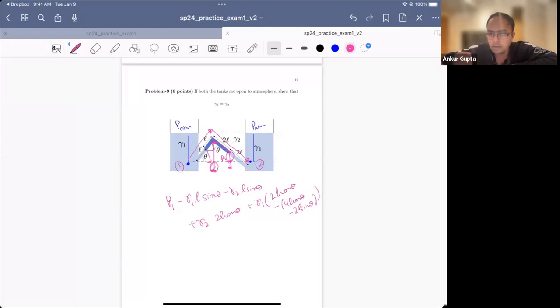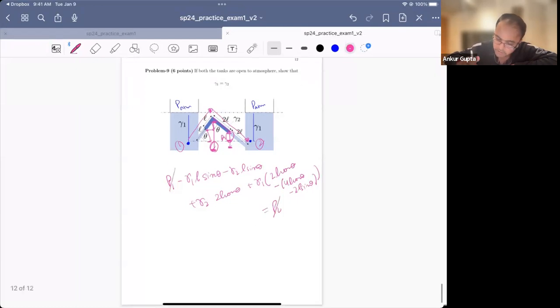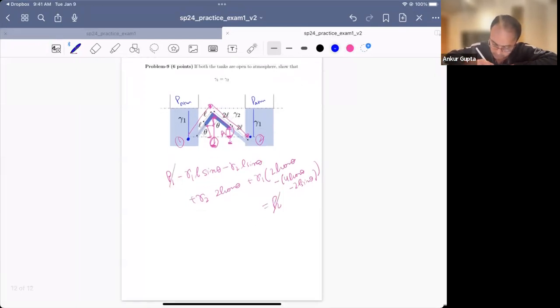And now if we do this, this is equal to P2, but P1 is equal to P2. So let's now collect the terms. With gamma 1, I have minus gamma 1 L sine theta here. And then this will become minus 2L sine theta plus minus 2L cos theta plus 2L sine theta. So plus gamma 1 2L sine theta minus gamma 1 2L cos theta. This is essentially what we get. And then we have here gamma 2 2L cos theta minus gamma 2 L sine theta.